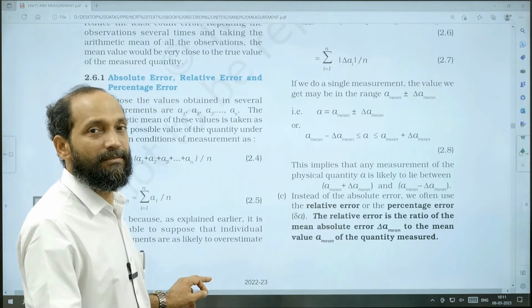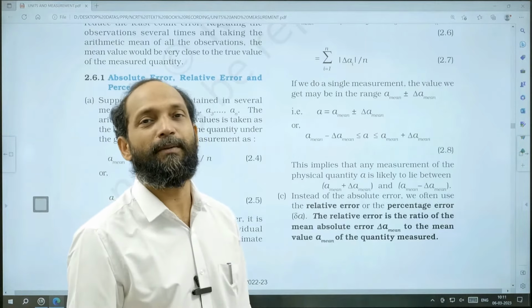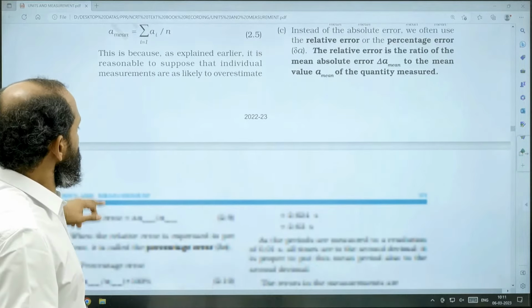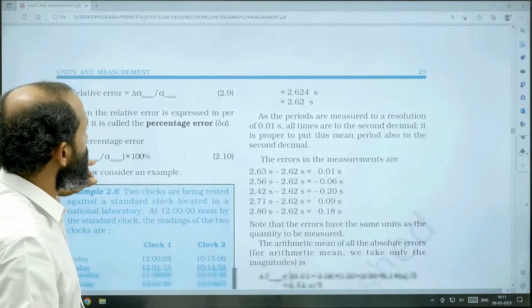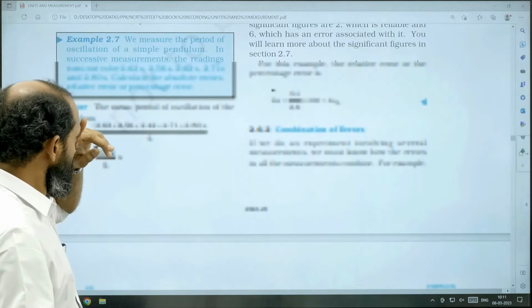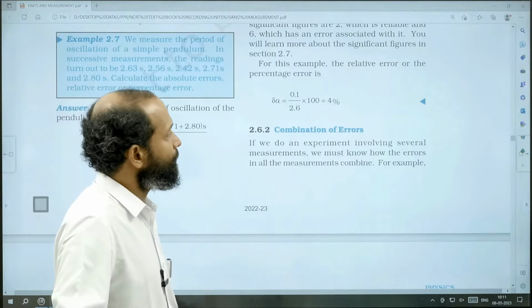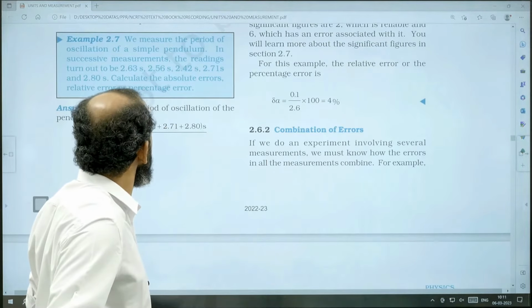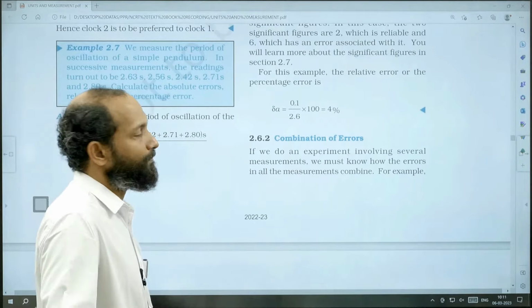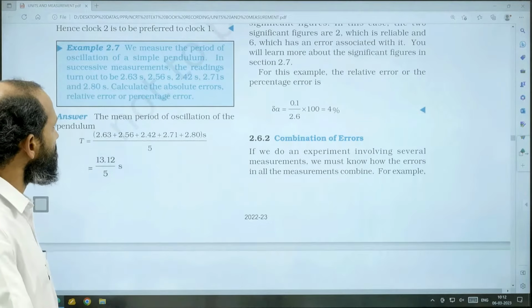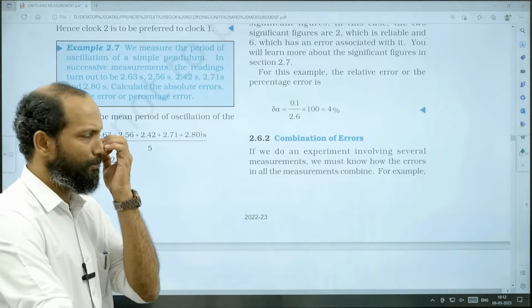Relative error. Multiply by 100 simply to get the percentage error, right? Very important. Now we discuss how these measurements are taken into calculation of any of the quantities or errors, and how to express these errors in combination: addition, multiplication, subtraction, division. All these are to be discussed now.